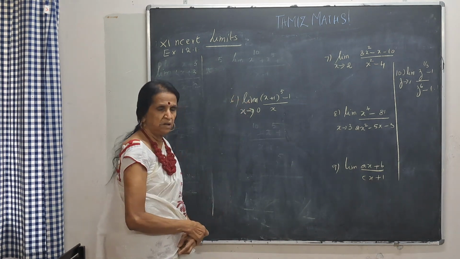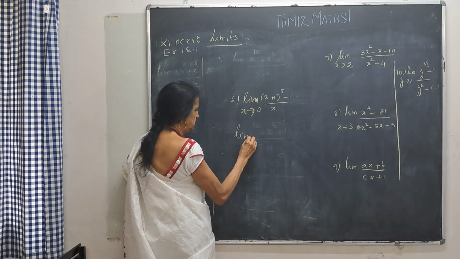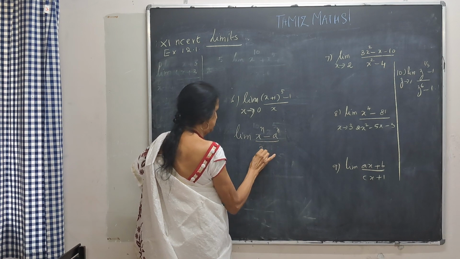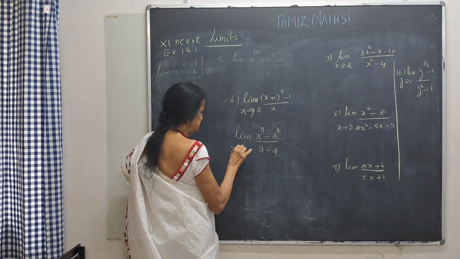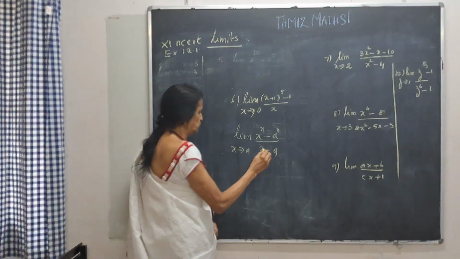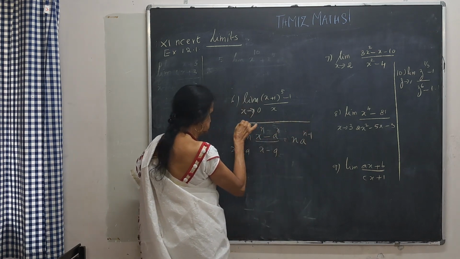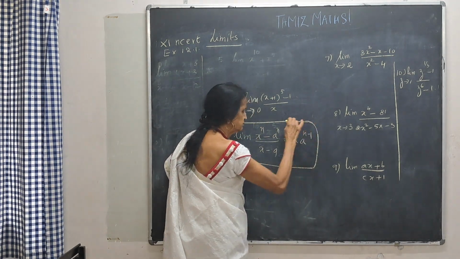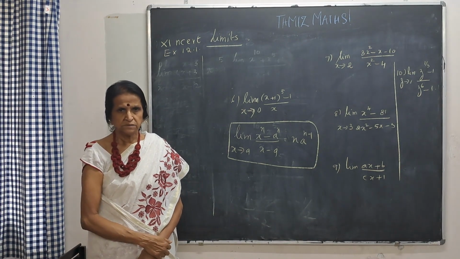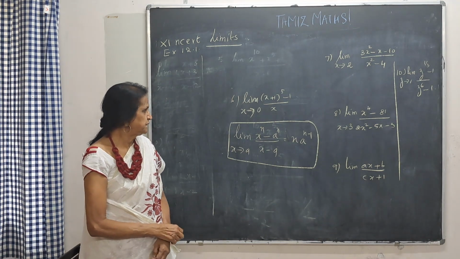Now I'll give you a new formula which I'm going to use. The formula is this: limit x power n minus a power n by x minus a, x tending to a, will be equal to n into a to the power of n minus 1. In the last video I derived how you got the formula. Now this is a formula and I'm going to use this formula. But how?